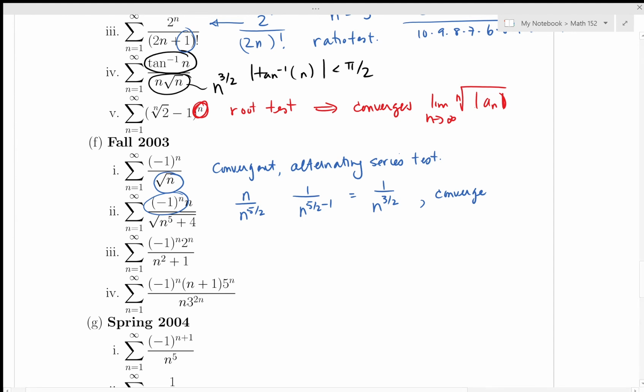Oh, this looks pretty desperate, right? Exponential in the numerator, polynomial in the denominator.